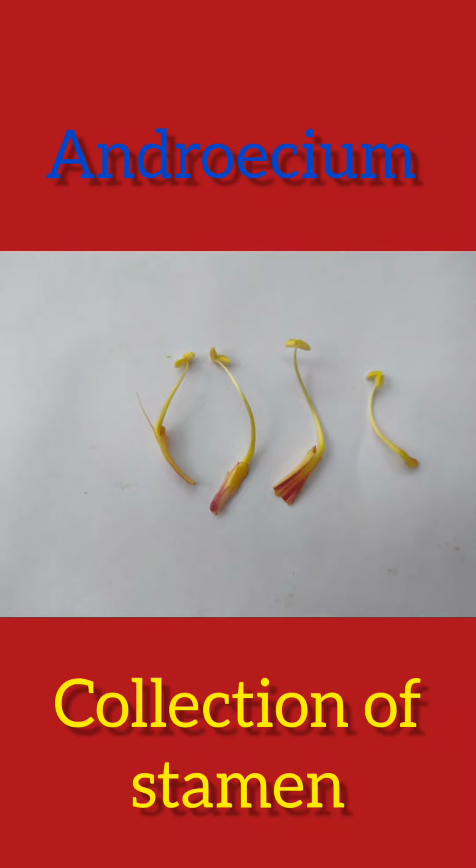Here you can see four stamens, and a collection of stamens makes the androecium. There are bilobed anthers at the top, and there is a tube-like structure at its base which is known as filament. So right now you are observing four stamens.